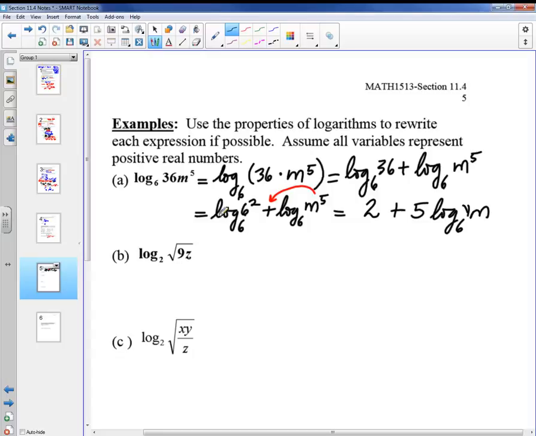Now, don't try to add the 2 and the 5 together. The 5 belongs with the log base 6 of m, and it cannot be separated.